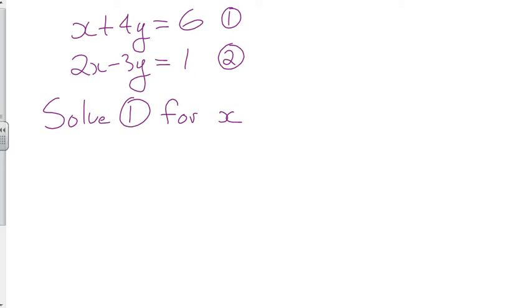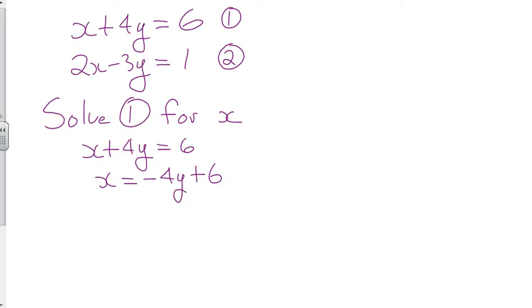All right, so I'm looking for the variable that has a coefficient of 1. There's only one of those, which is the x in equation 1. So we're going to solve 1 for x. Okay, so here we go. x plus 4y equals 6. x equals negative 4y plus 6, or you could write 6 minus 4y. Okay, nobody really cares. That's it for step 1. Right? Solve one of the equations for one of the variables.